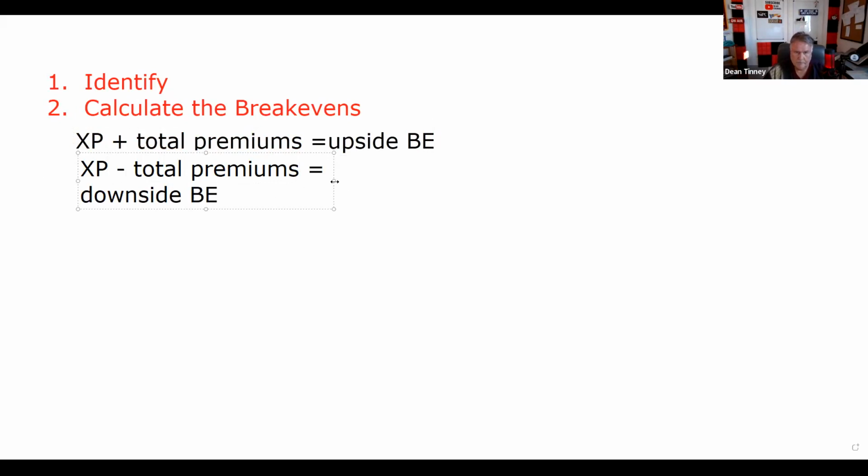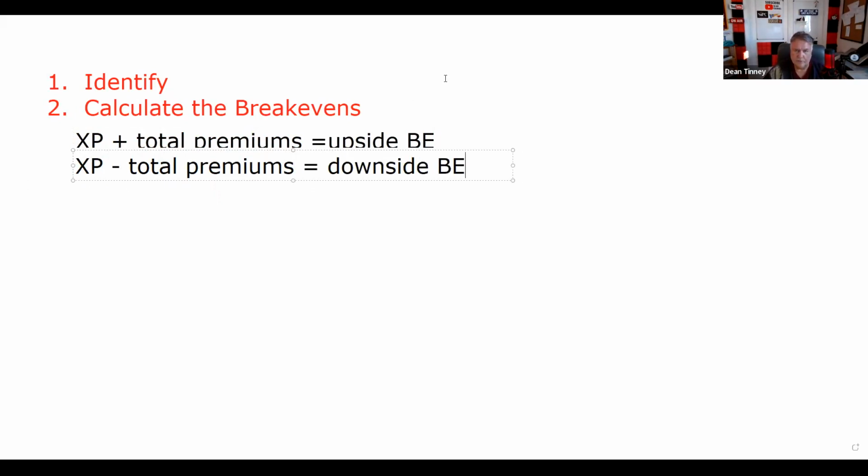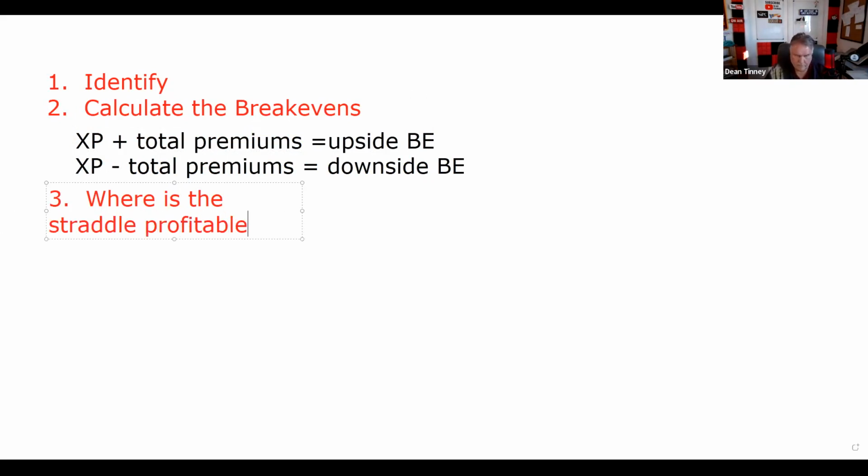Boom. The third thing we have to be able to do on a straddle is determine where the straddle is profitable. We have a great memory aid device for where straddles are profitable, and that mnemonic is SILO. What SILO stands for is short inside, long outside.